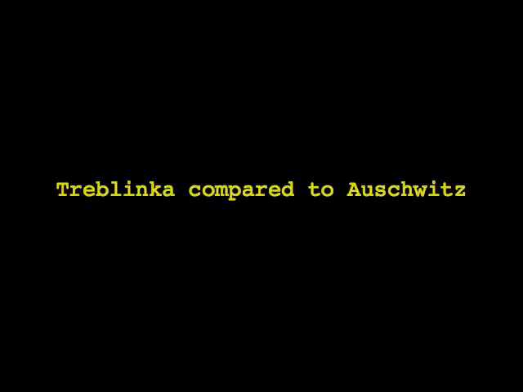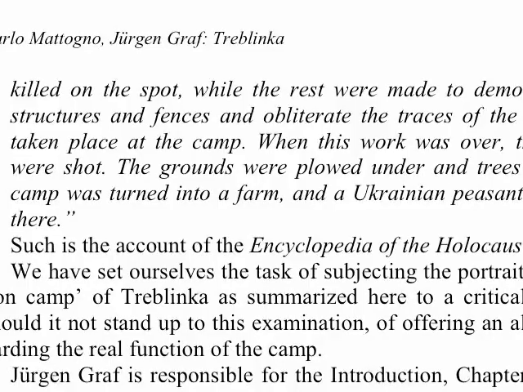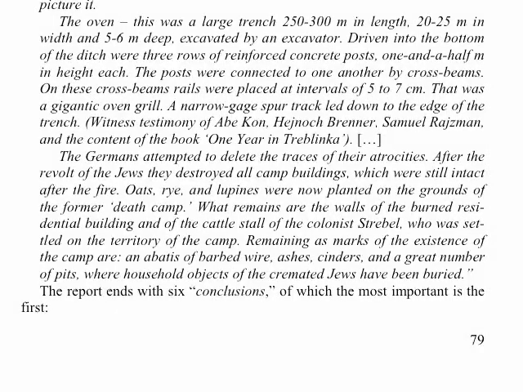Auschwitz and Treblinka have some similarities. Both allegedly had gas chambers, both were in Poland, and both were run by the SS. When Soviet forces arrived at Treblinka, they found what looked like an abandoned farm. Here's Mattogno and Graf's book, quoting the first Soviet report: "What remains are the walls of the burned residential building and of the cattle stall of the colonist Strebel, who was settled on the territory of the camp."